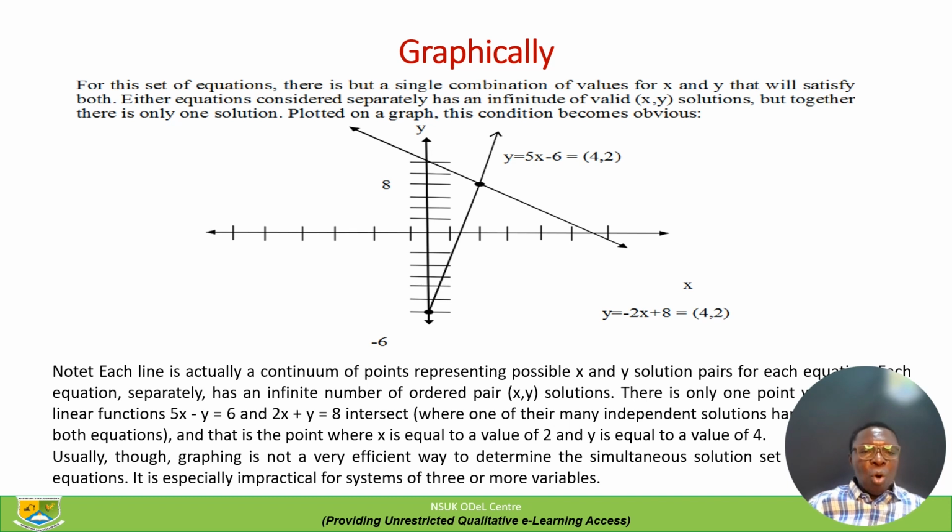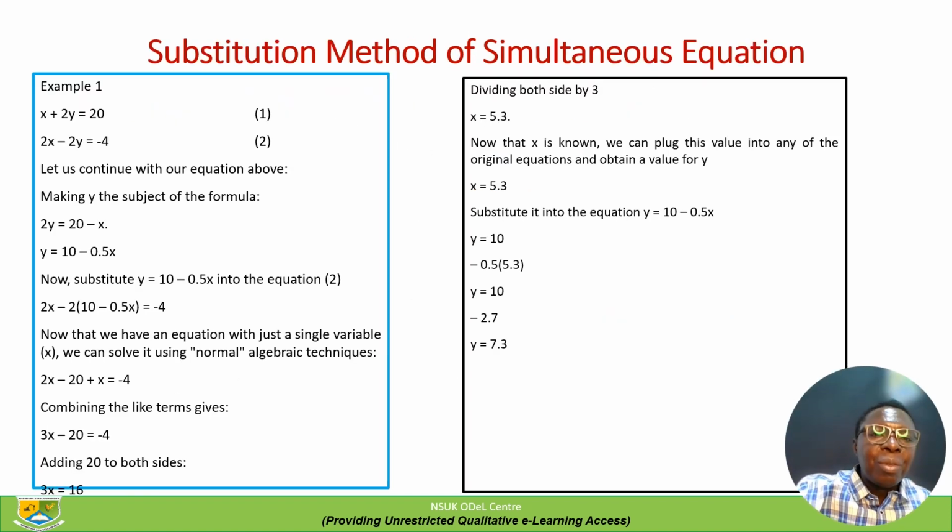Usually, though, graphing is not a very efficient way to determine the simultaneous solution set of the equations. It is especially impractical for systems of 3 or more variables. So let's use the substitution method of simultaneous equations.